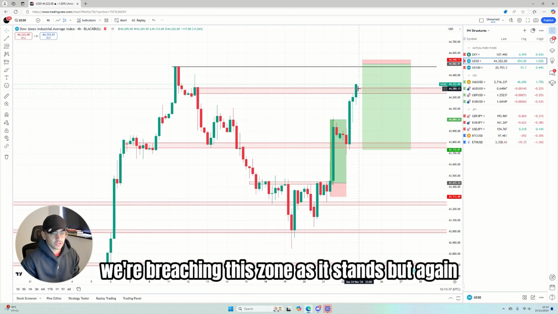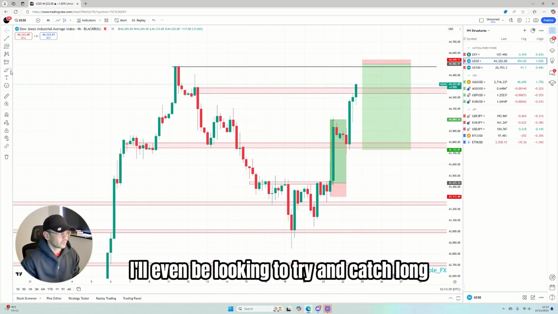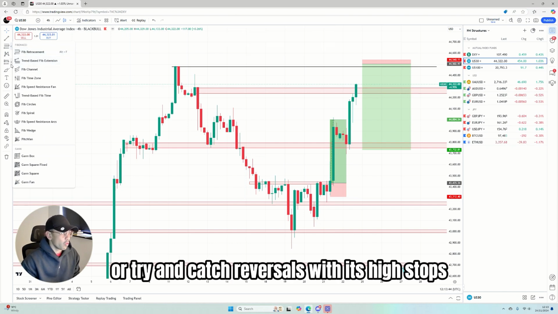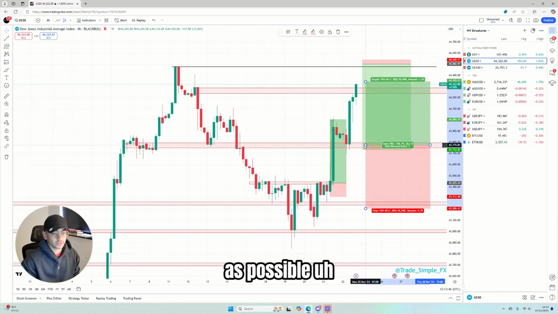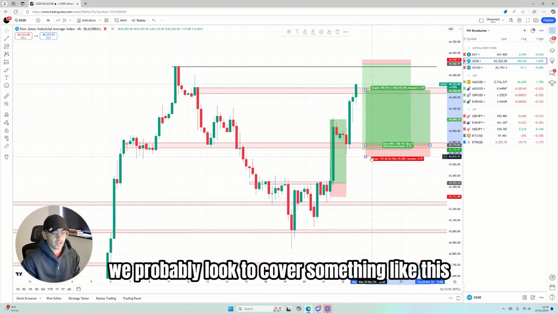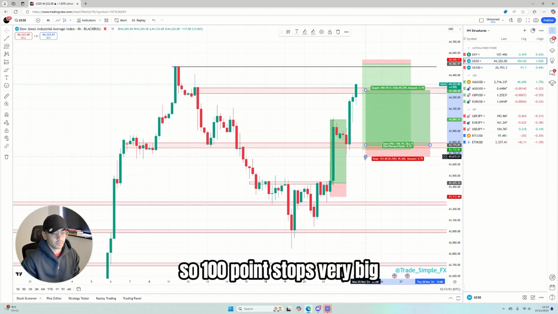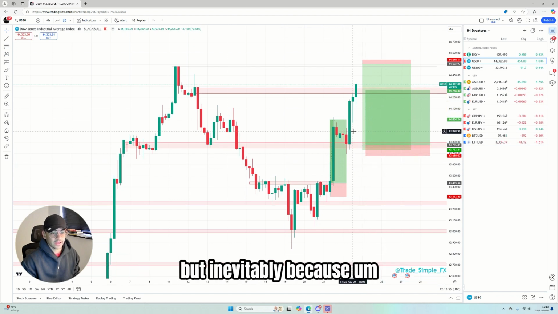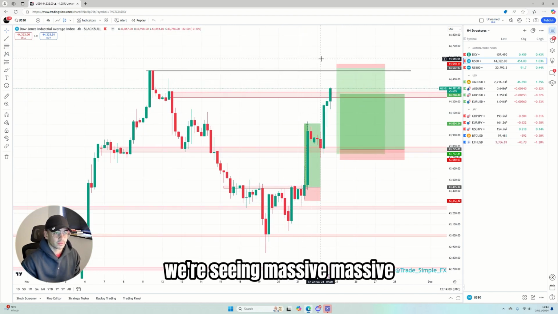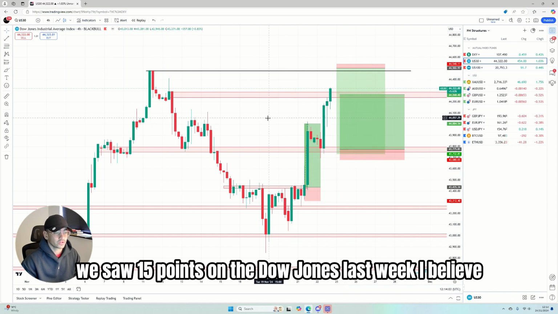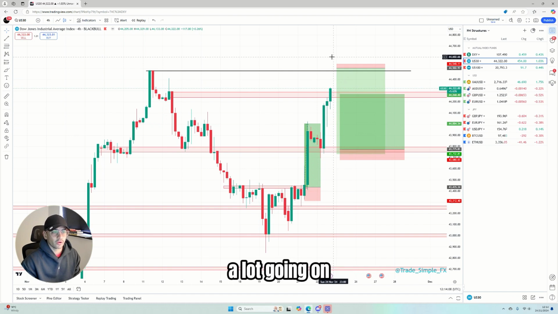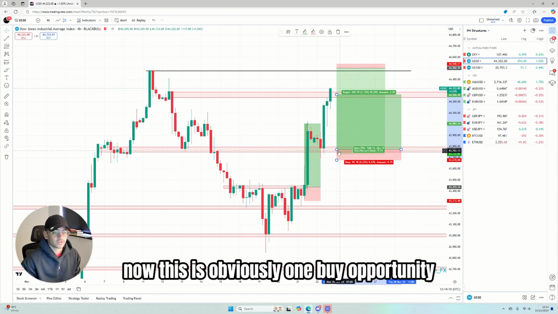We're breaching this zone as it stands, but again, I'd either be looking to try and catch long opportunities as low as possible, or try and catch reversals with as tight stops as possible, with highest yielding reward. So if we were looking to long, we'd probably look to cover something like this. So 100-point stops, very big, like really, really big stops. But inevitably, because markets are so high volume at the moment, we saw 1,500 points on the Dow Jones last week, I believe, or the week before last. A lot going on.